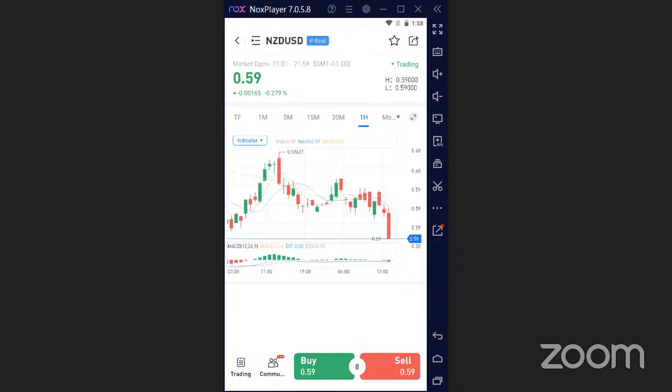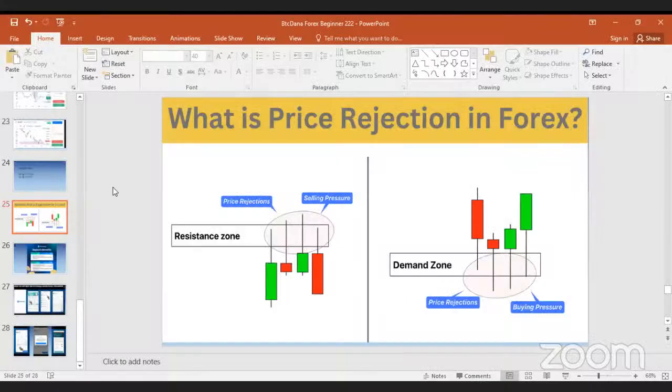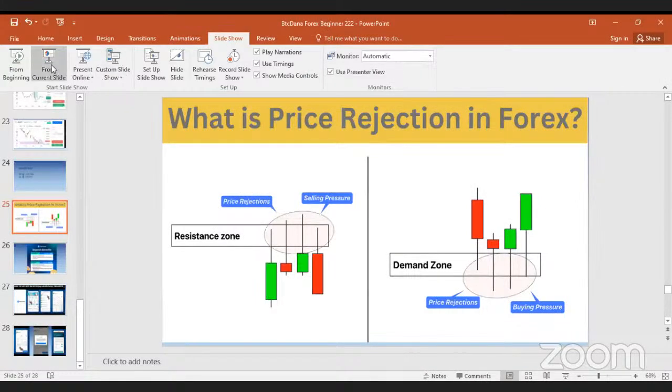Okay, so there's important information that I want to share with you guys. Somebody asked the question, what does a rejection candle look like? It's a beautiful question, guys. So now, this is a rejection candle in Forex. Remember our resistance and demand zone. This is our support and resistance zone. So this is what a rejection candle looks like.